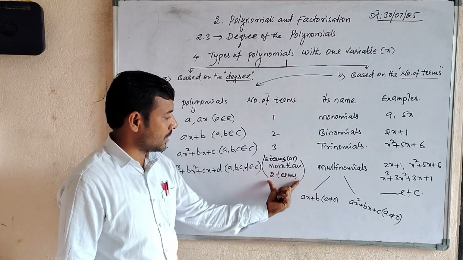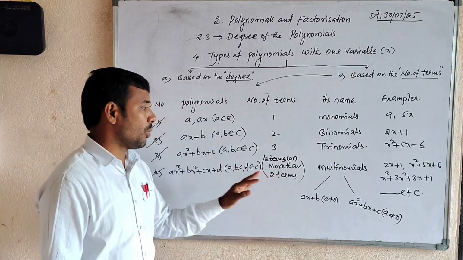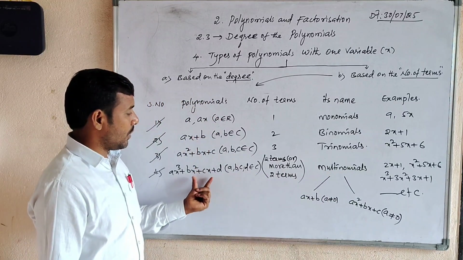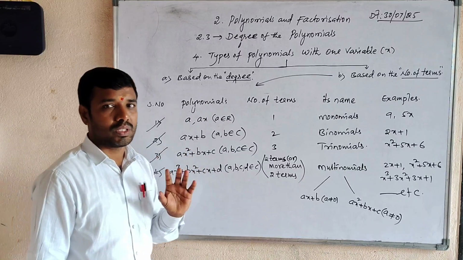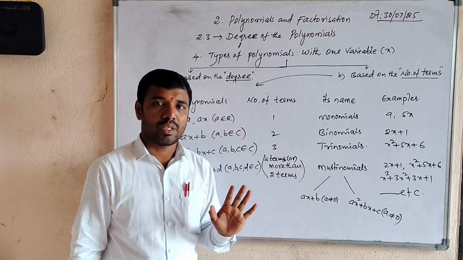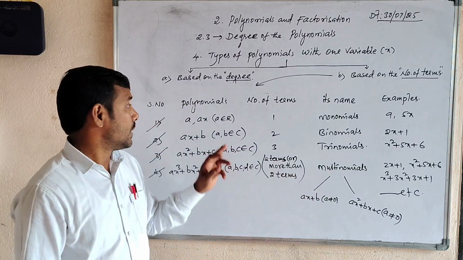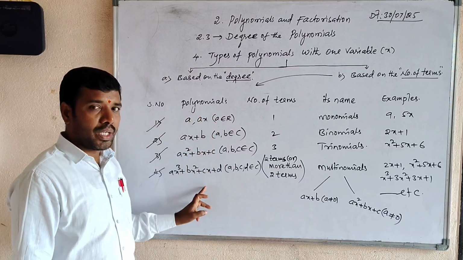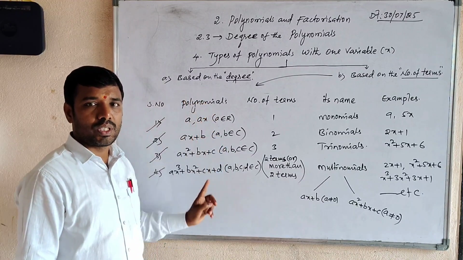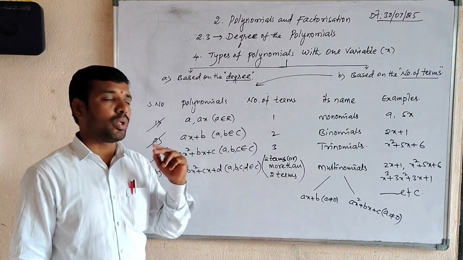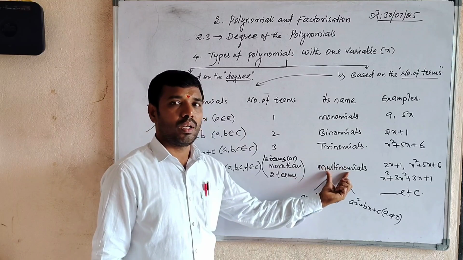So based on these conditions, what is the main condition to define the multinomial? A multinomial is nothing but the polynomial which consists of two or more than two terms. One second, students. The definition of multinomial is the polynomial which contains two or more than two terms. The polynomial which contains two or more than two terms is known as a multinomial.